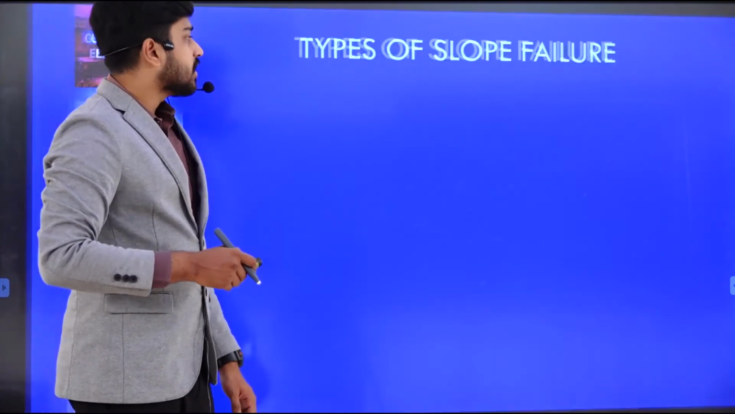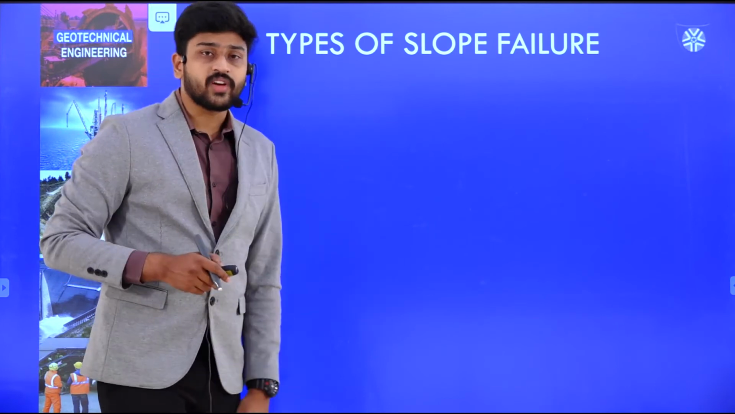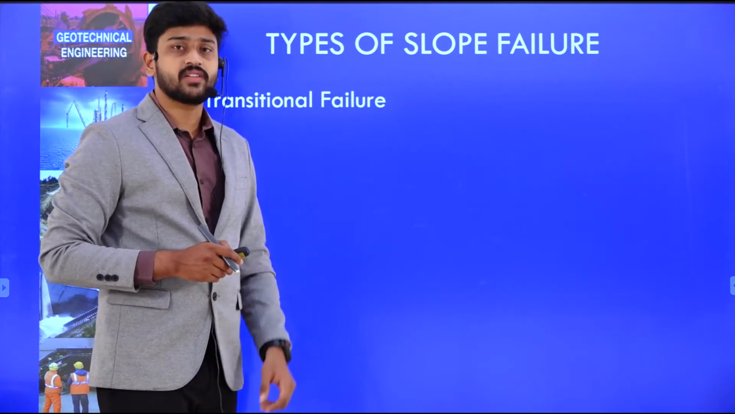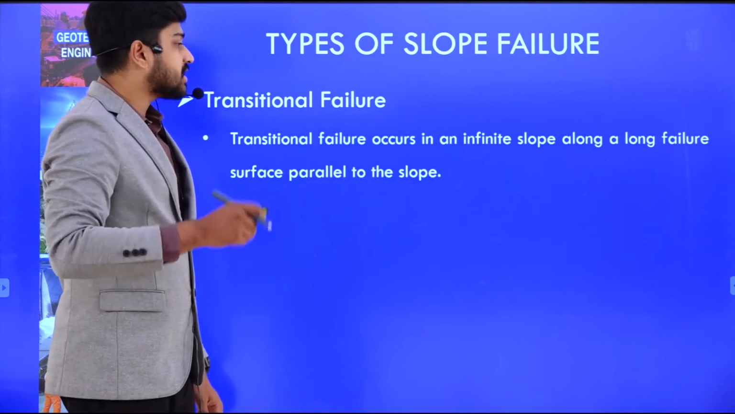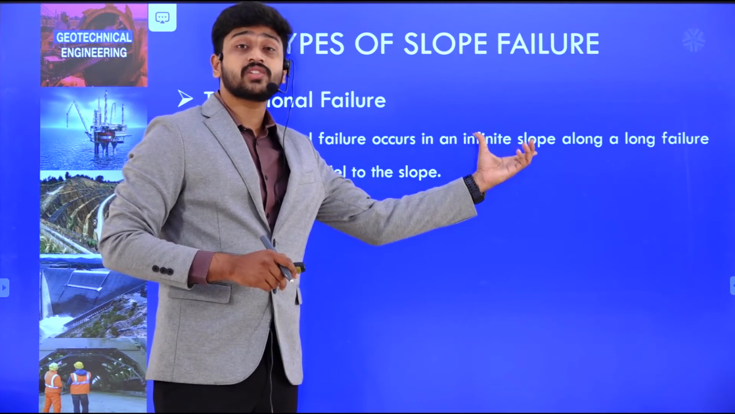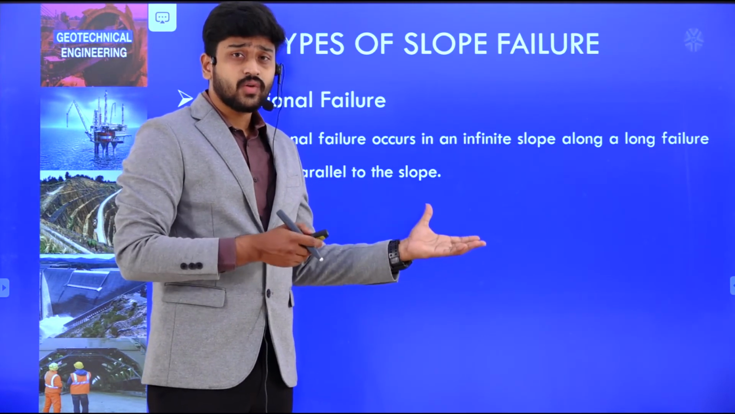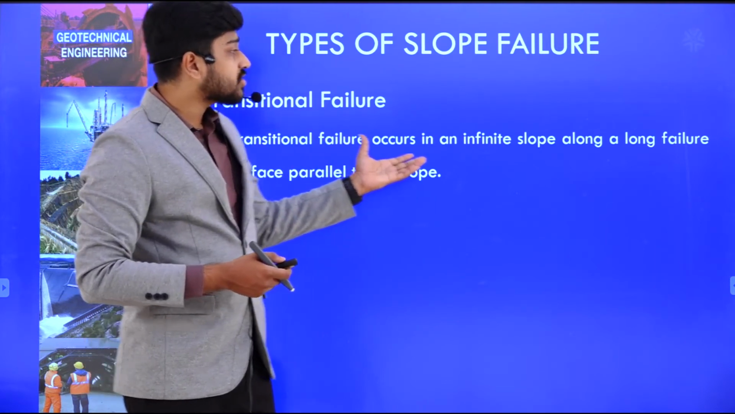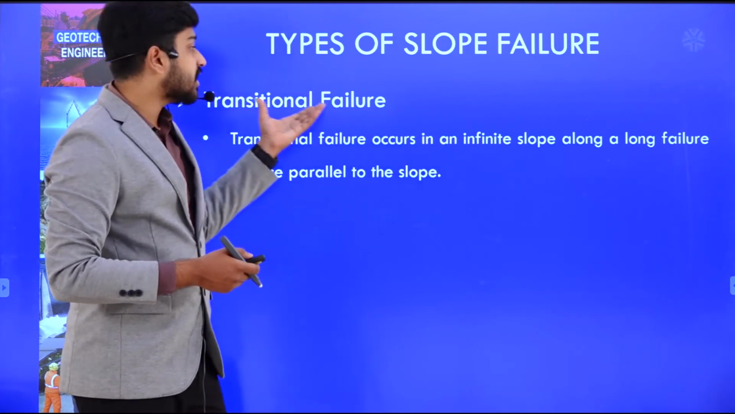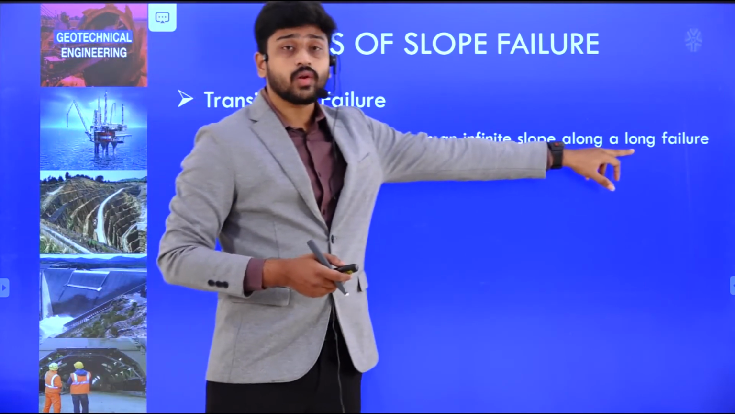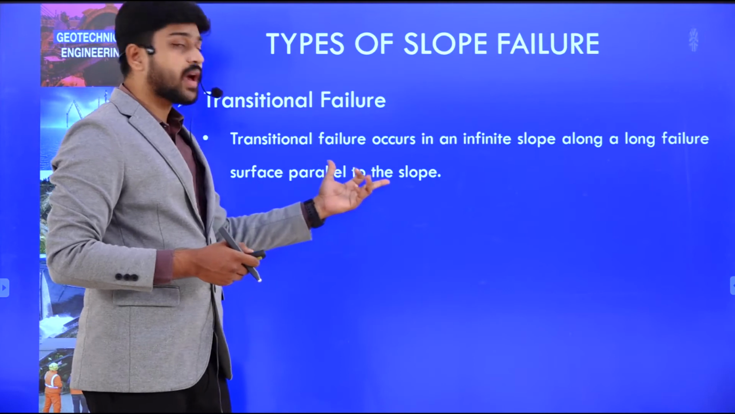Clear? Let us now look at the other type of slope failure, that is the translational failure. What do we mean by translational failure? This translational failure occurs in the case of an infinite slope. Till now, whatever rotational failure we have seen is for a finite slope. For an infinite slope, a translational failure may occur along a long failure surface parallel to the slope.